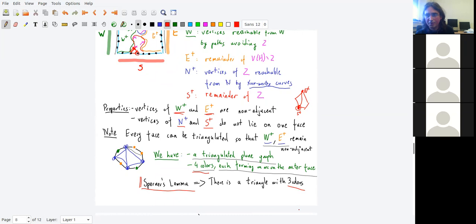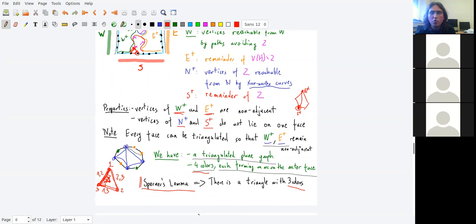Sperner's lemma says the following. If you have a plane graph embedded in a disk, colored with three colors, so that on this side of the triangle there are only colors one and two, on this side only colors two and three, and on this side only colors one and three, and the vertices of this graph are colored one, two, three, then inside this triangulated plane graph there must be a triangle with all the vertices colored with three different colors.